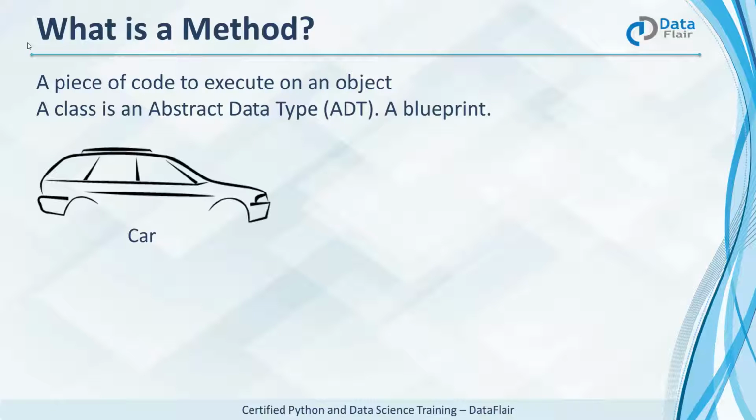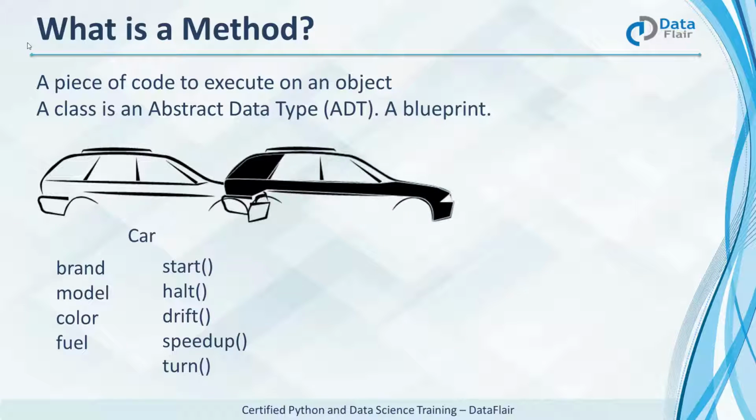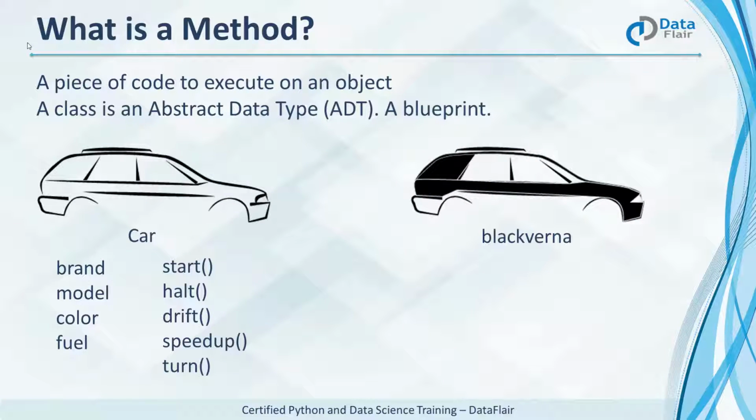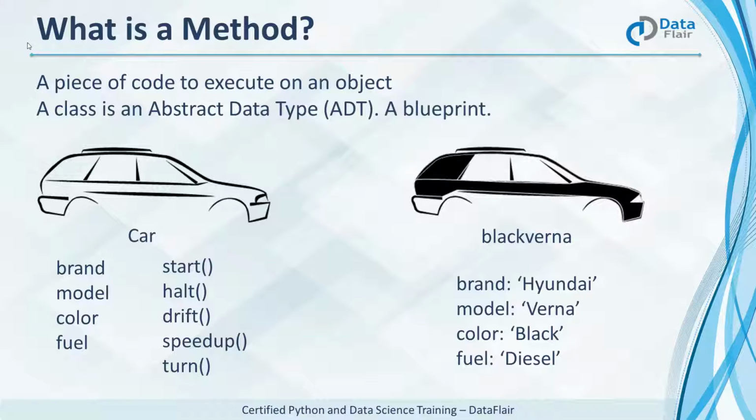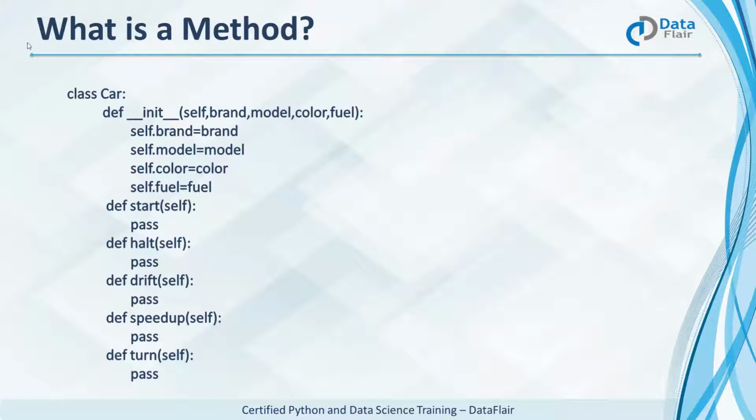This is a car. A class decides its structure, what attributes it will possess, and what methods it will support. This black Verna is an object of this. This is a black Hyundai Verna that runs on diesel. This is the car class with the attributes brand, model, color, and fuel, and the methods start, halt, drift, speed up, and turn.